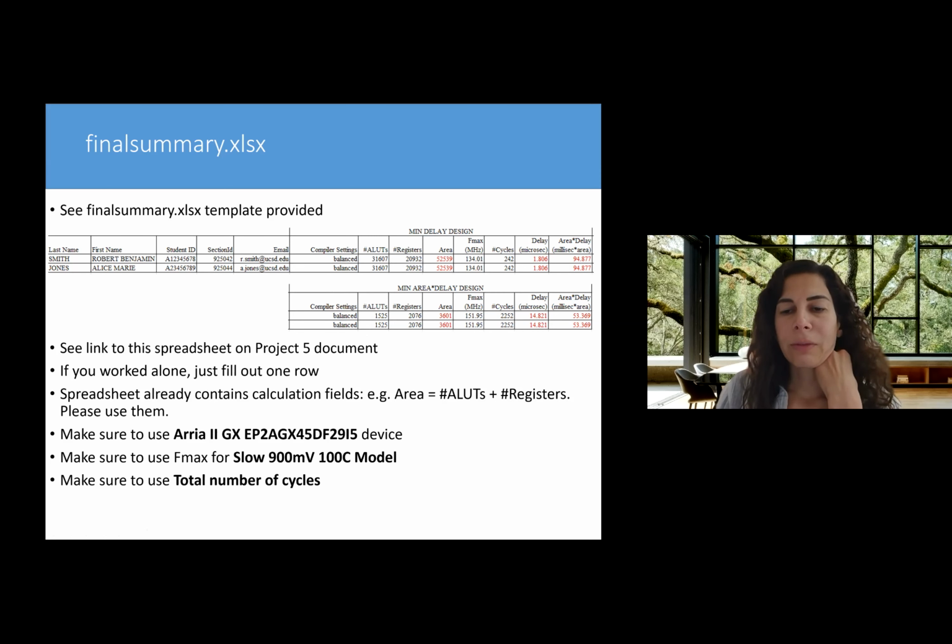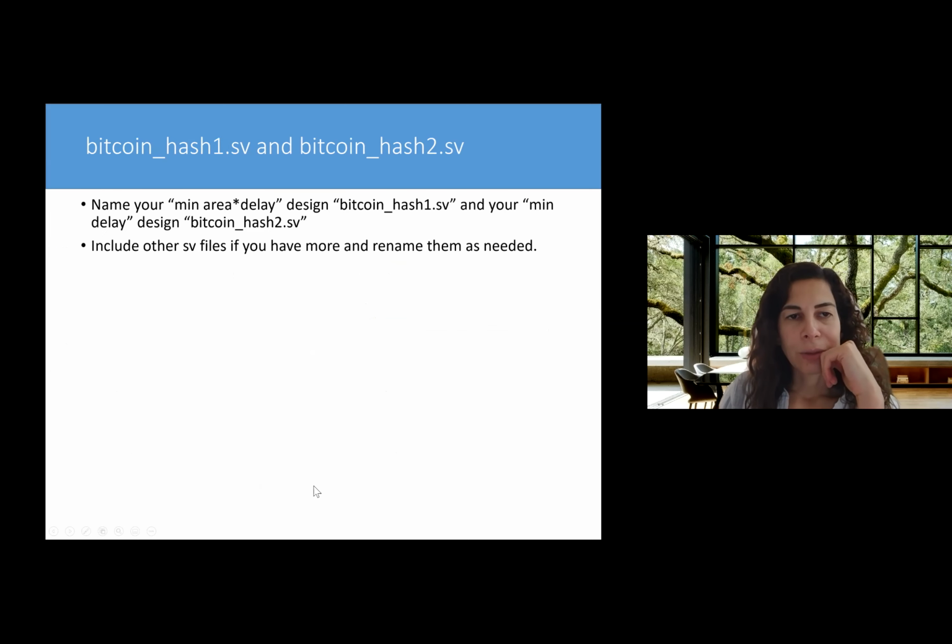The calculation fields are given in this file. So you go through the results from the compiled version, read what you have in terms of the LUTs, register area, Fmax, and so on, and report them here. Make sure that you use this device when you're compiling. It is available in the Intel Altera pack. The Fmax model that you need to use is this one, and you use the total number of cycles when you're doing that.